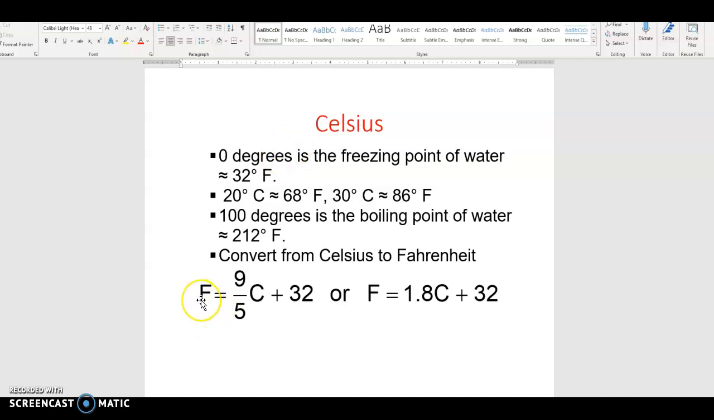Fahrenheit is the English measurement. Celsius is the metric measurement. And these are the formulas that you will be able to use if you're going from Celsius to Fahrenheit, or there's two different formulas for Celsius to Fahrenheit. You will not have to go from Fahrenheit to Celsius on the TEAS test.